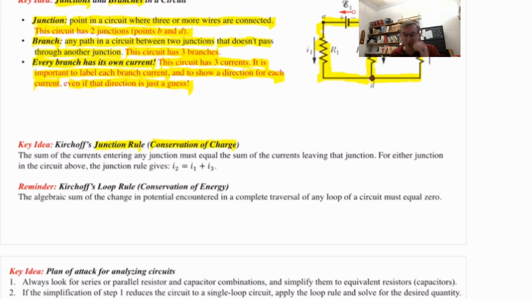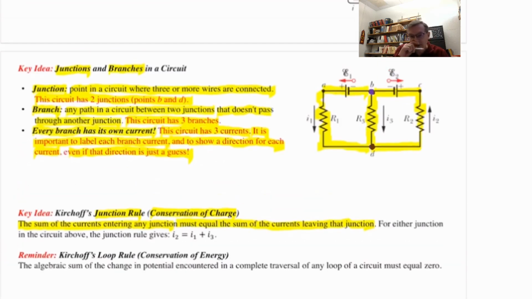And the statement of the junction rule is like this. The sum of the currents entering any junction must equal the sum of the currents leaving that junction. That's simple. You've got a junction in the circuit. You've identified all the branches in the circuit and given each branch its own current label. Then the total current coming into the junction must equal the total current going out. That's called the junction rule. It's pretty straightforward to apply.